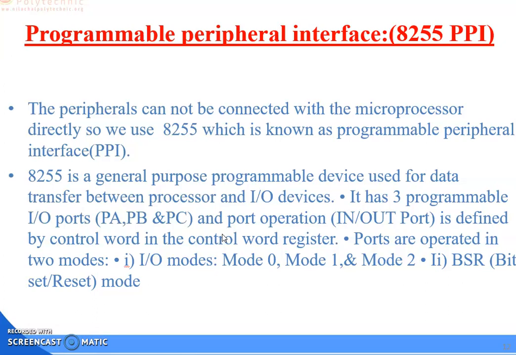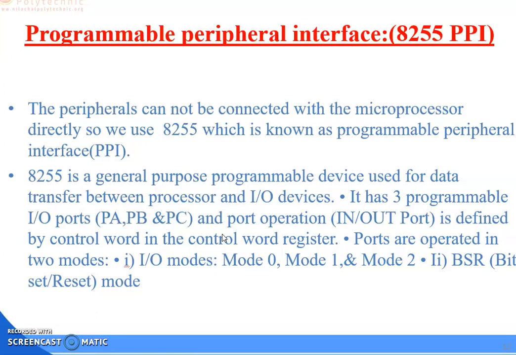Next, the programmable peripheral interface 8255 PPI. PPI stands for Programmable Peripheral Interface. The peripherals cannot be connected with the microprocessor directly, so we use the 8255, which is known as the Programmable Peripheral Interface, PPI. The 8255 is a general purpose programmable device used for data transfer between the microprocessor and input output devices.